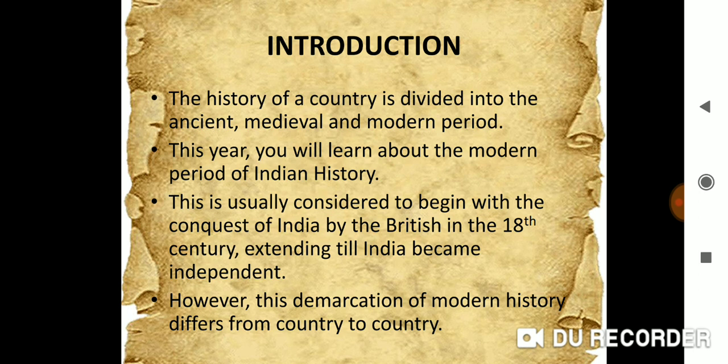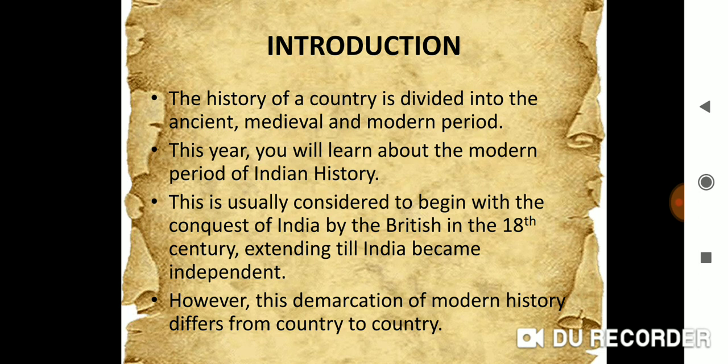The history of a country is divided into the ancient, medieval and modern period. All of you know, in class 6 you have already read about the ancient period, in class 7 you have read about the medieval period, and now in class 8 you will read about the modern period. This year you will learn about the modern period of Indian history. This is usually considered to begin with the conquest of India by the British in the 18th century, extending until India became independent.